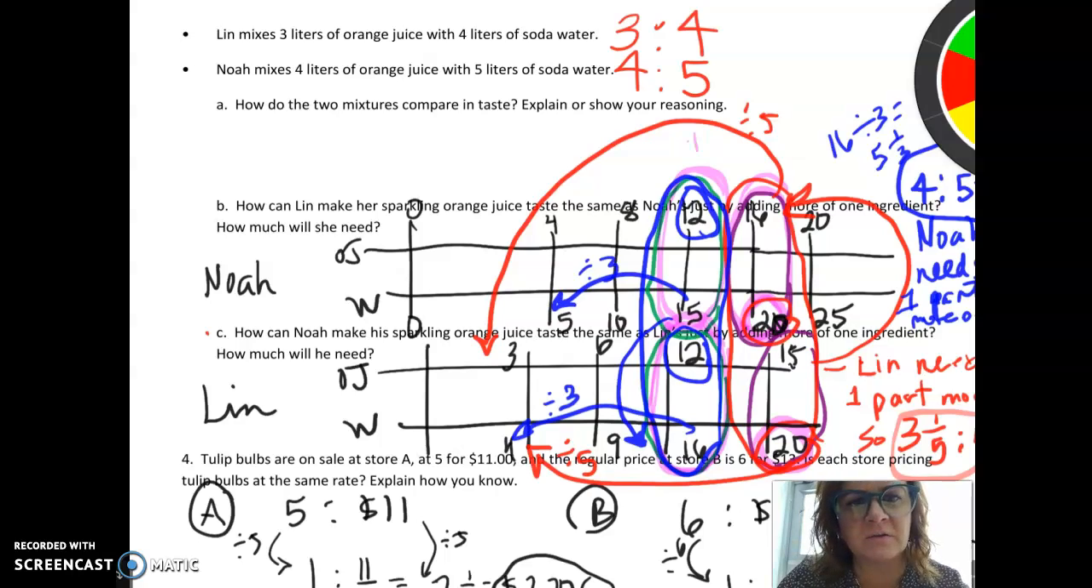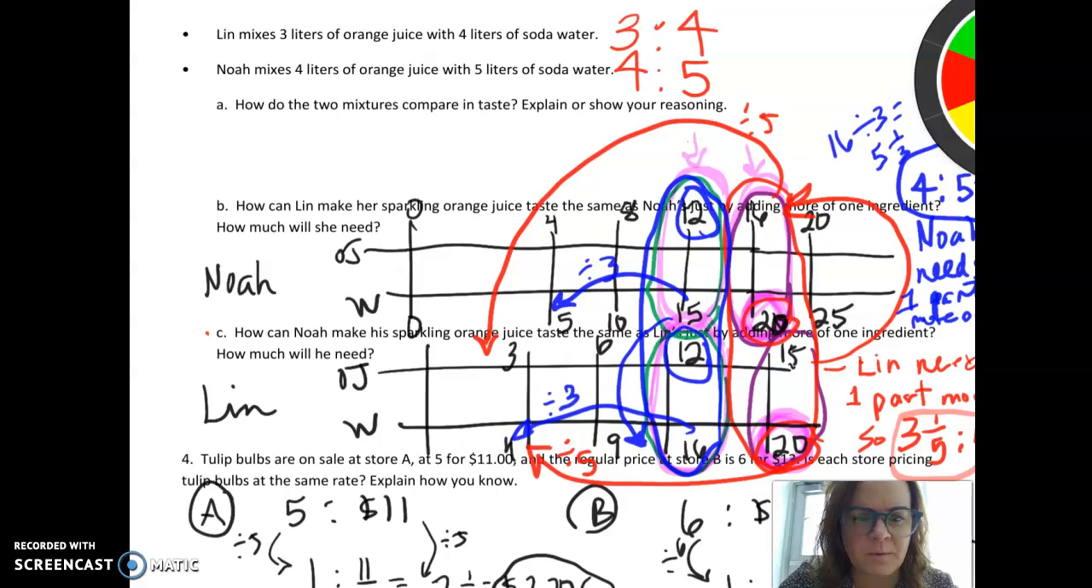So we're going to continue to use these 2 areas where the numbers line up on their double number lines. If I want Lynn's orange juice, down here, to taste the same as Noah's, then I'm going to look at the 16 to 20 right here. What I notice is that they both have 20 parts water, right? Lynn has 15 parts orange juice for every 20 parts water. Noah has 16 parts orange juice for every 20 parts water. So she needs to add one more part.